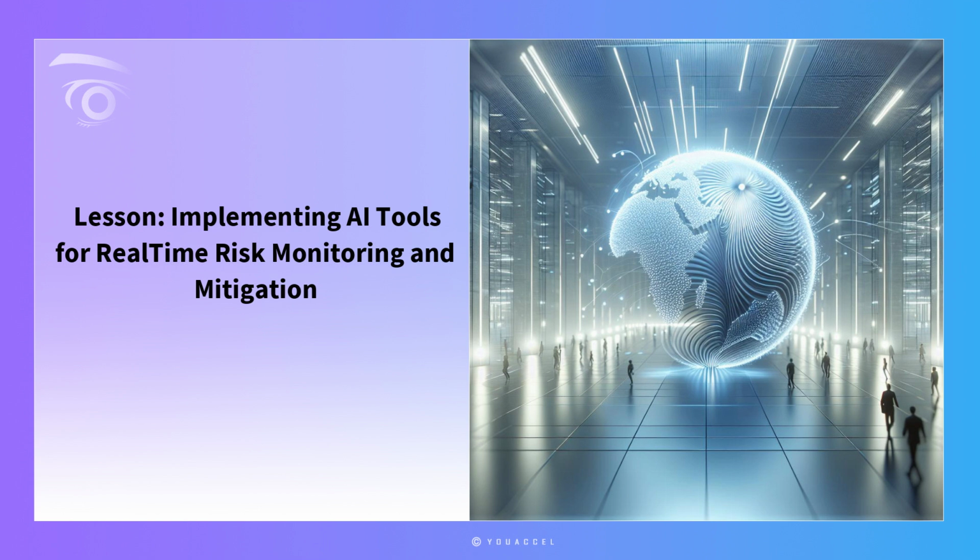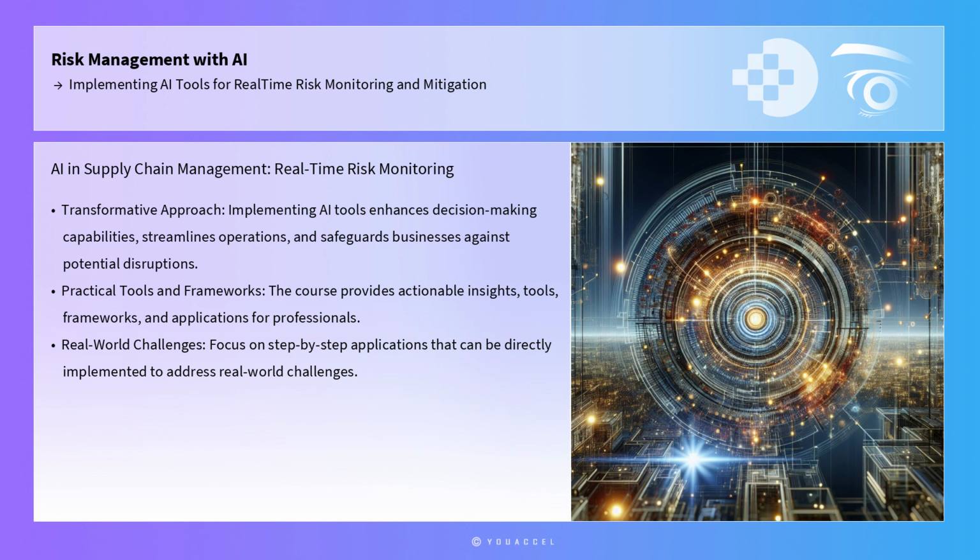Lesson: Implementing AI tools for real-time risk monitoring and mitigation. Implementing AI tools for real-time risk monitoring and mitigation in supply chain management is a transformative approach that enhances decision-making capabilities, streamlines operations, and ultimately safeguards businesses against potential disruptions.